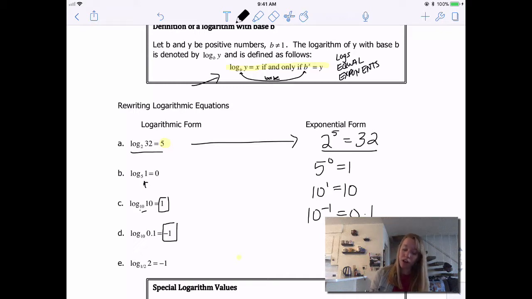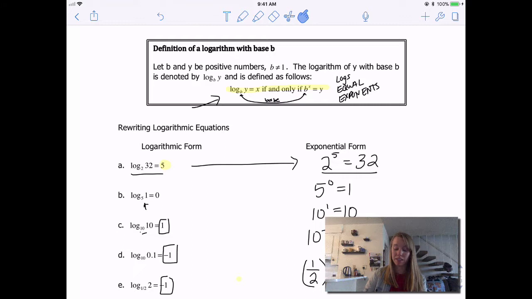And the last one, log base 1/2 of 2 equals negative 1. So their base is 1/2. Logs equal exponents, to the negative 1 equals 2. Remember again what a negative power does. It flips our number. So we've got 1/2 to the negative 1 is 2.